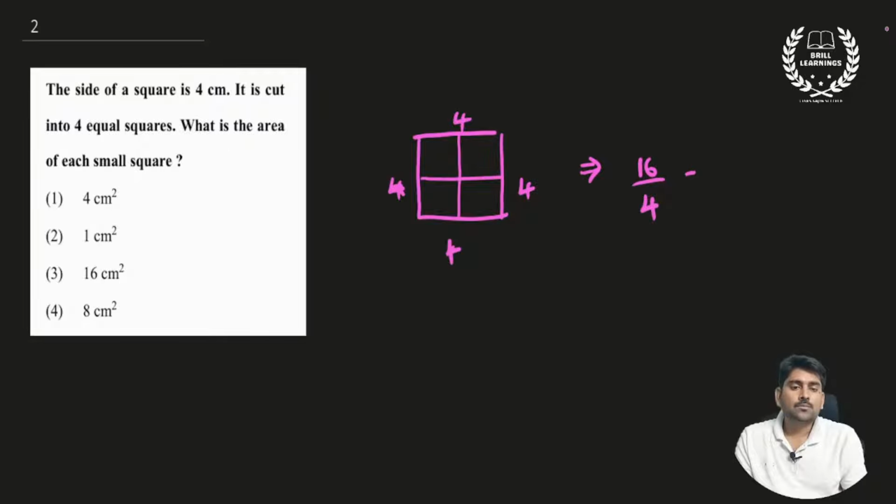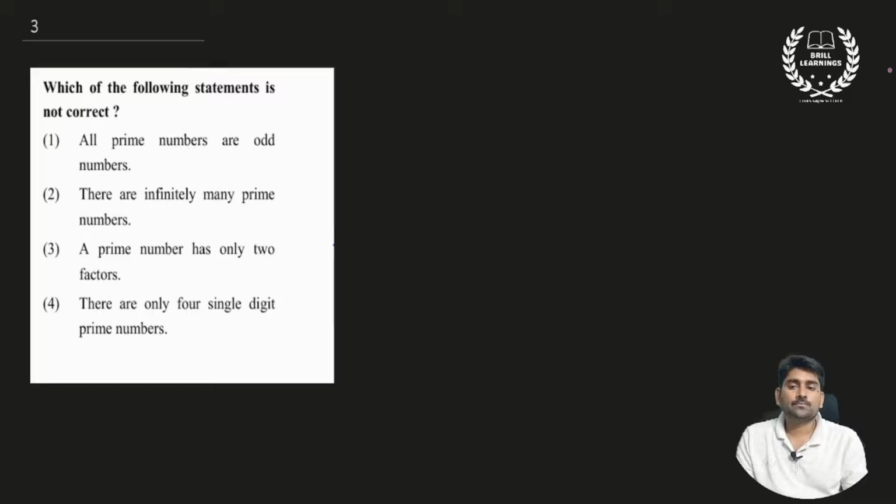Divide this by 4 because they have divided it into an equal number of squares only. 4 equal squares. That is why you can divide directly with the 4. So you will get 4 centimeter square each. So the area of the smaller square is 4 centimeter square each. This is our answer. Let's move on to the next question.